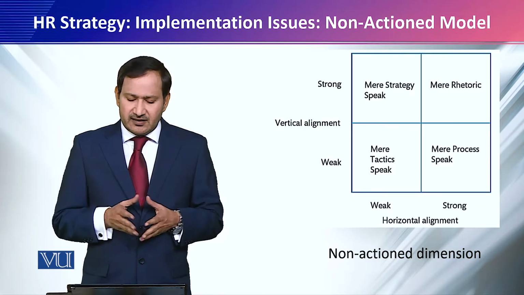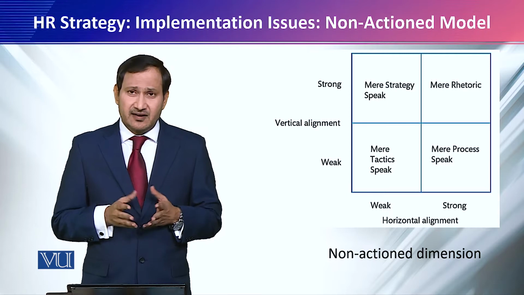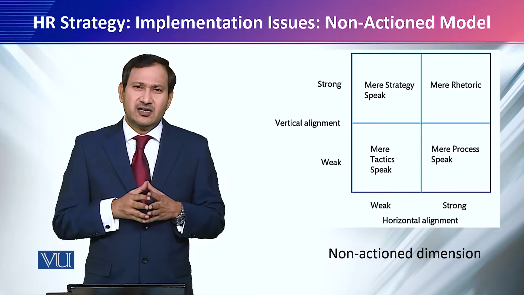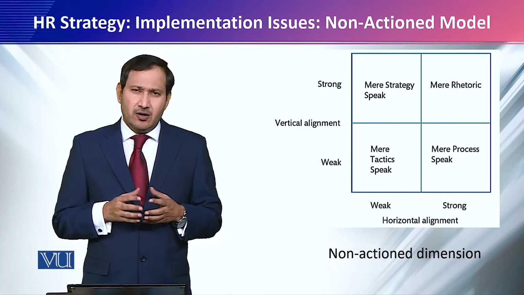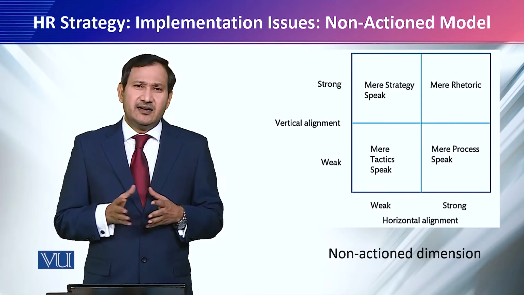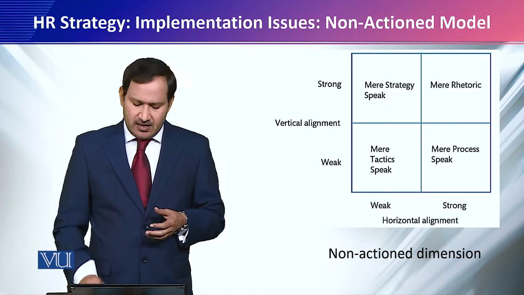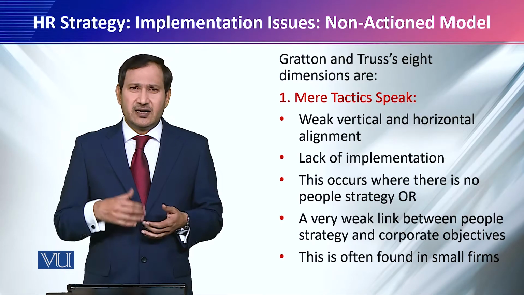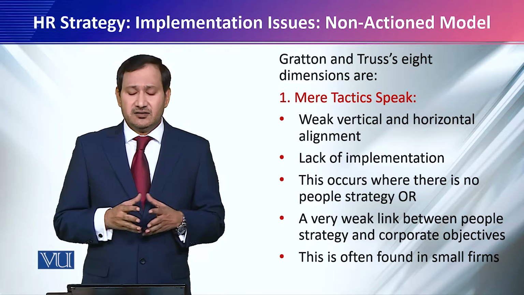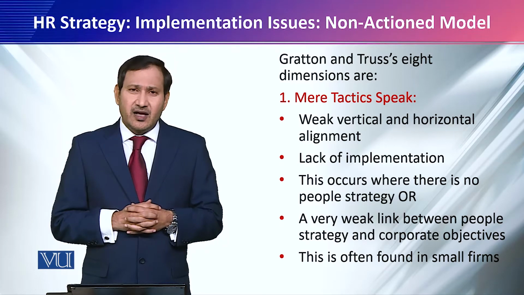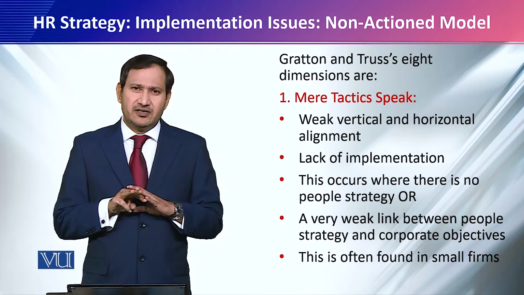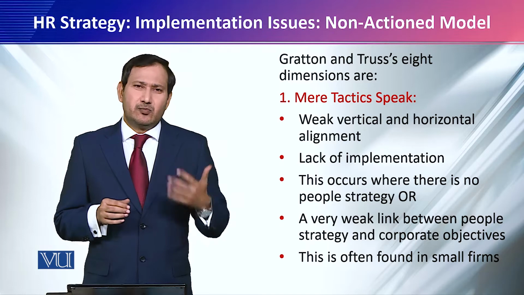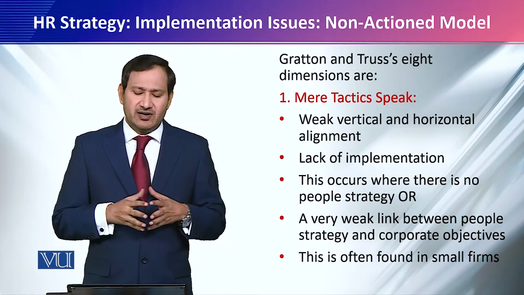For example, if you look at the bottom of the left side, mere tactics speak. What does that mean? It means there's a weak alignment with the horizontal issues of the organization or functions of the HR strategy, and it has a weak vertical alignment. So let's look at these 4 types of HR strategy issues in some minor detail. So Gratton and Truss, 3 dimensions. Out of these 3 dimensions, 2x2 quadrants, 4 strategies, and in the next module we will discuss again 2x2, 4 strategies.